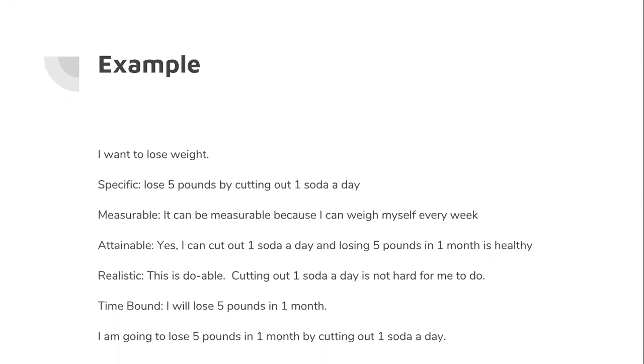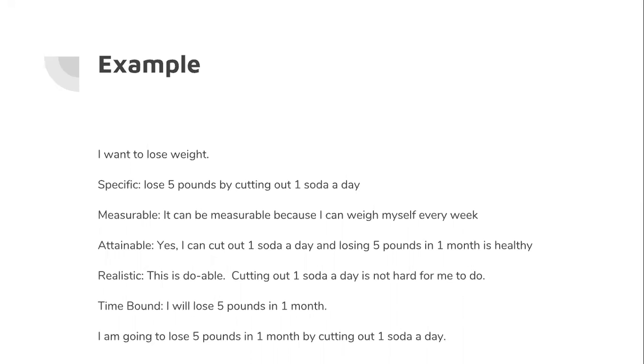Attainable. Yes, I can attain it. 5 pounds in 1 month is healthy. Now, if I'm saying I want to lose 5 pounds in a week or 10 pounds in a week, that's not necessarily healthy, depending on our body type and stuff like that.